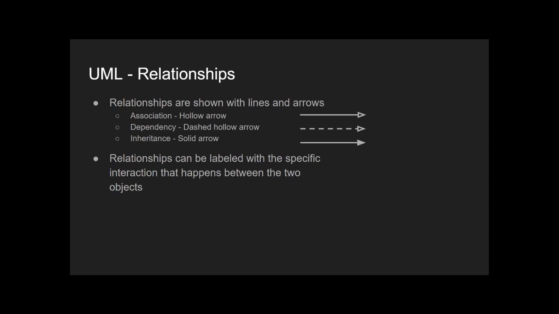Here we have two objects, a customer and a shoe. Typically, these objects would be labeled with their attributes as well as their methods, but for the sake of the example, we just have the object names. Say we wanted to show that customers purchase shoes. First, we would pick the type of association. So for this case, we are going to use the hollow arrow. Then we can label the interaction with purchases.